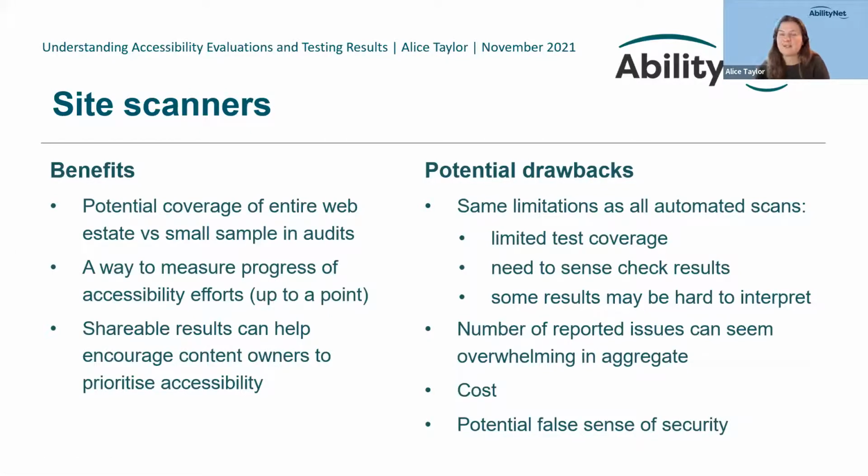So there's also site scanners as well. So this is automated checkers that you can run across your entire web estate. They can be good because they can help measure the progress of accessibility efforts. They can help see across your entire web estate those automated issues. But as I mentioned, it doesn't capture all issues, but it can just give you that good overview of your whole website. And you can also produce shareable results, which can help encourage content owners to prioritize accessibility.